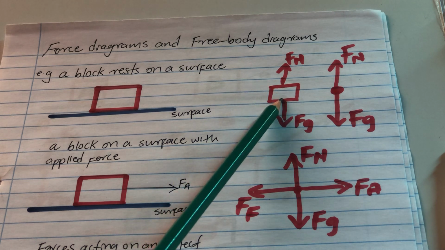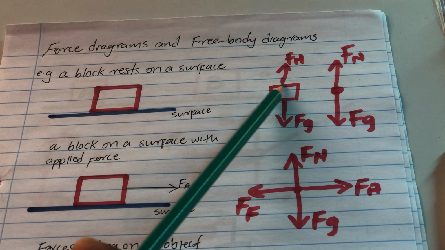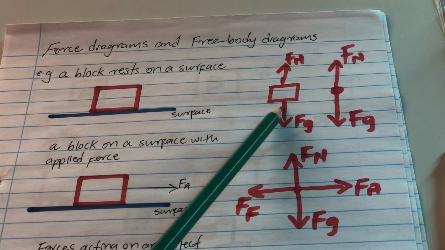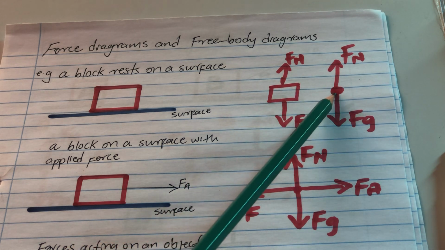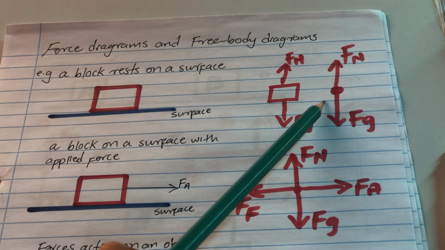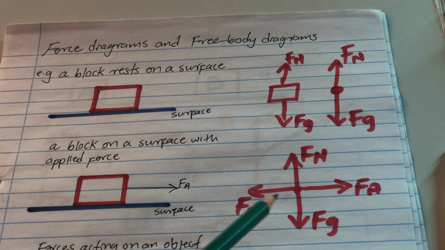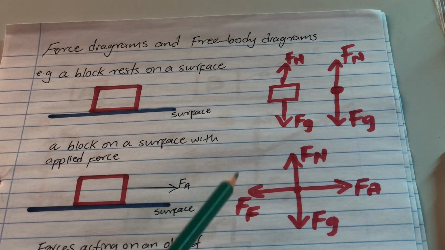The first one here is a force diagram. For a force diagram, you just draw a box. Then you represent the forces that are acting on a box. This is a force diagram. Free body diagram, you draw a dot. As we move on, I'll be using a dot, and you must know that is a free body diagram. If you have to convert that to a force diagram, you just have to replace a dot by a box.